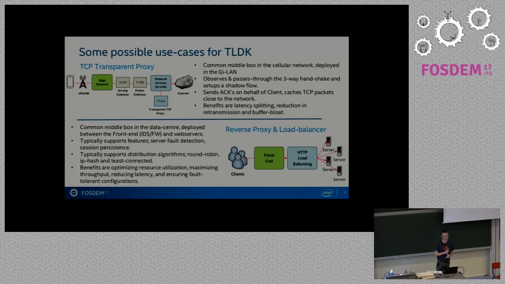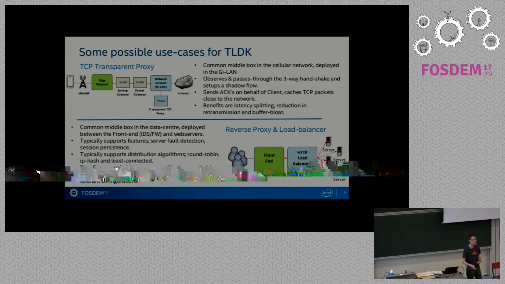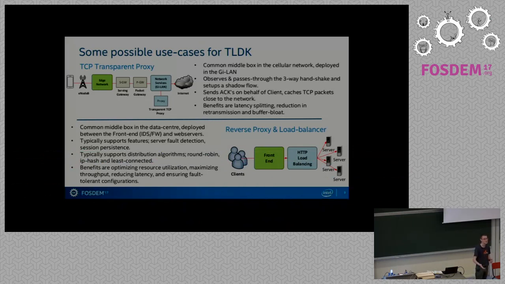Another use case that we're going to go after is reverse proxy load balancer. So this is more of a data center use case. In the data center, you typically have a reverse proxy load balancer that sits directly behind your front end. What it does is it terminates HTTPS, it serves up static content itself, and then it forwards on requests for dynamic content to web servers behind it, and load balances between them. So again, it is another example of a TCP aggregation point in the network that has stateful requirements. So both TCP transparent proxy and reverse proxy are kind of on our short-term to-do list.